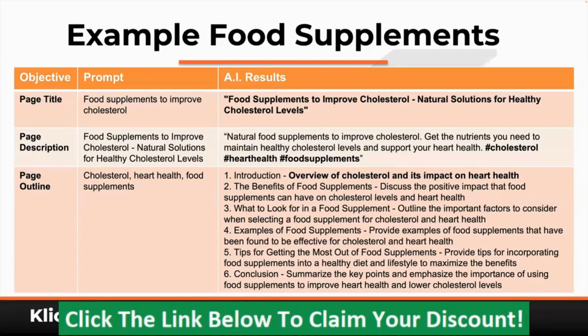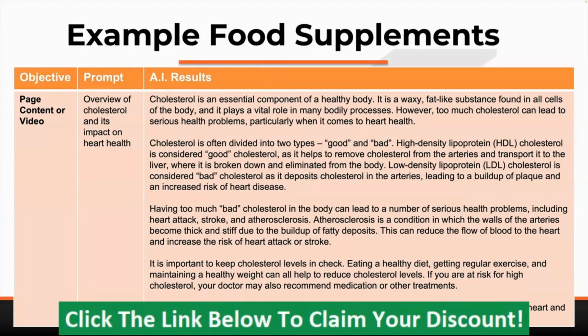Then I want to have a page outline. So I use those keywords that it just gave me back, like cholesterol, heart health, and food supplements. Those keywords I put into the prompt and it gives me the outline of my page. Now, obviously from that outline, I can create some content. As an example, I used one of those prompts, overview of cholesterol and its impact on heart health, put that into a prompt, and here's where the AI spits out the content. Now you can put that in a video or you can put this in the text on the page. That's up to you, right?